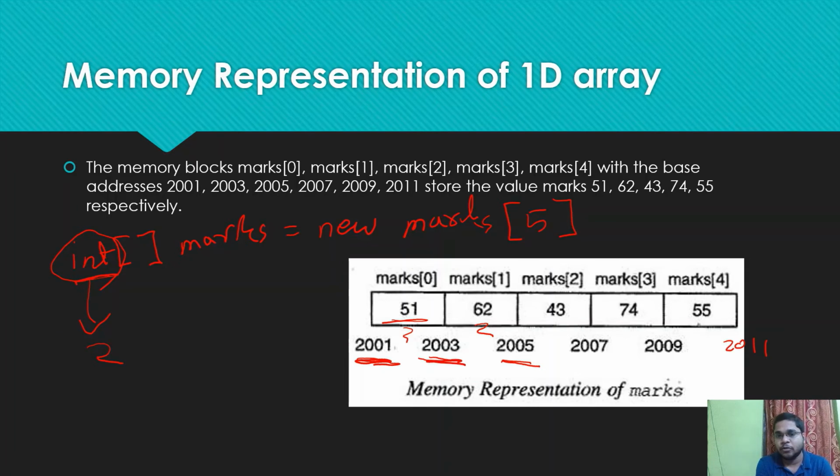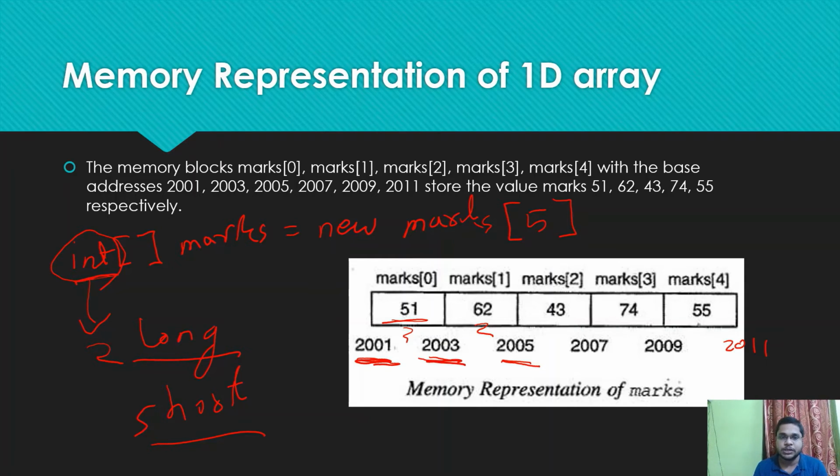If you use the long type, then the size also increases. If you use the short type, that is the smaller one, then the size will reduce. So the memory of your array depends on what? The type of your array. Clear? So this is the representation of your 1D array.